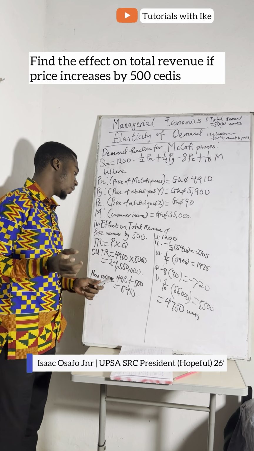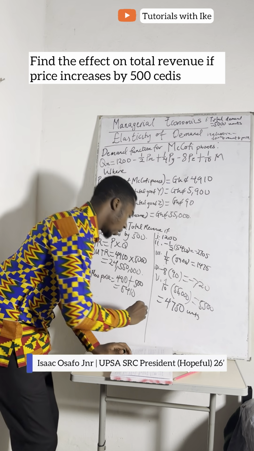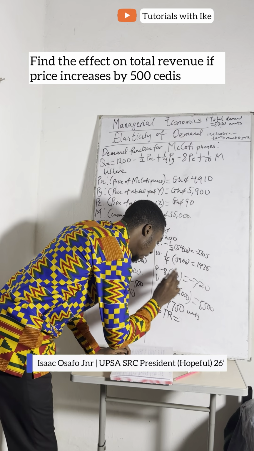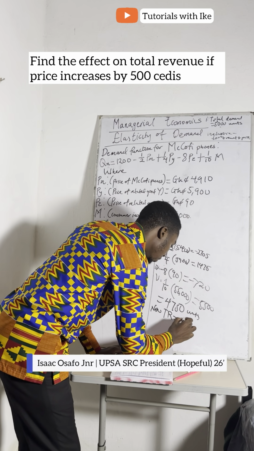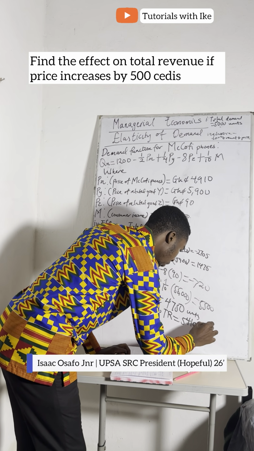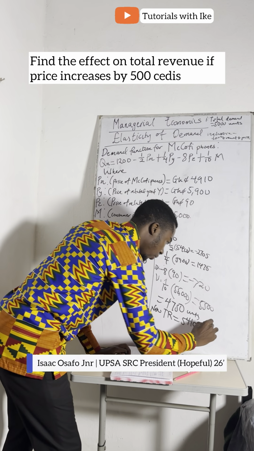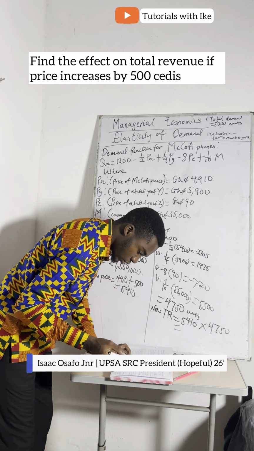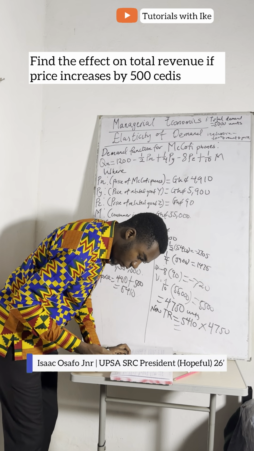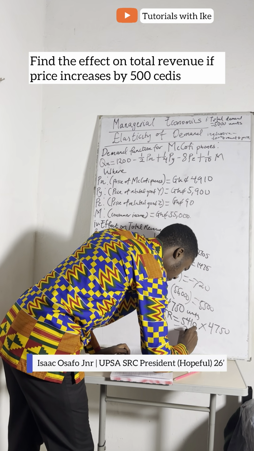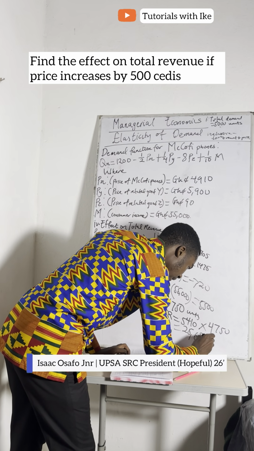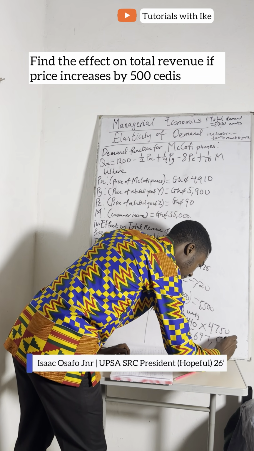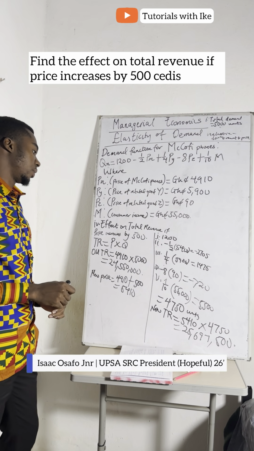So now we have to find for the new total revenue. So our new total revenue, that would be our new price, which is 5410, times our new quantity, which is 4750. And when we do that, we should be getting 25,697,500. So this is our new total revenue.